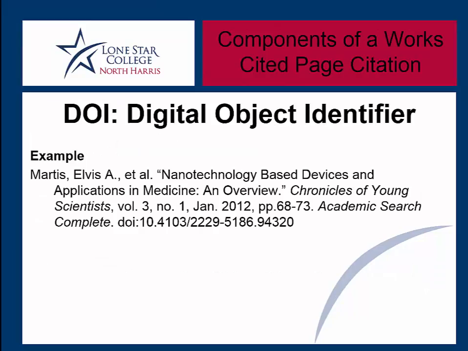Many publishers provide DOIs for their works. DOI stands for Digital Object Identifier. It's a permanent numerical marker for an individual published work. Many library databases provide DOIs for individual articles. If your source has a DOI, you should list it as the location in your citation.